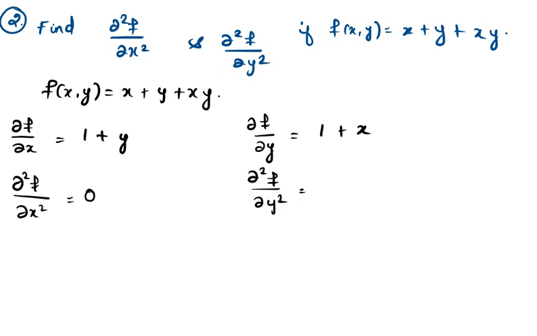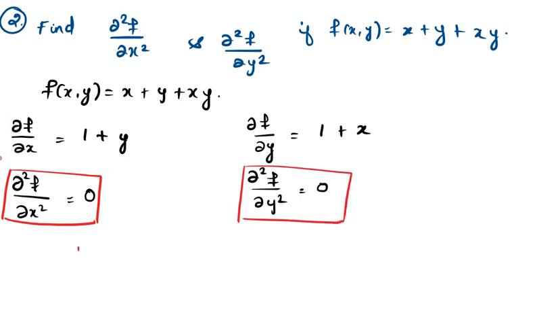So automatically this will also become 0. I hope you understood the second problem. So the answer here is dou squared f by dou x squared equal to 0 and dou squared f by dou y squared is equal to 0. Now let us write down the answer. So it will be dou squared f by dou x squared and dou squared f by dou y squared is equal to 0. Now let us move on to the next question.